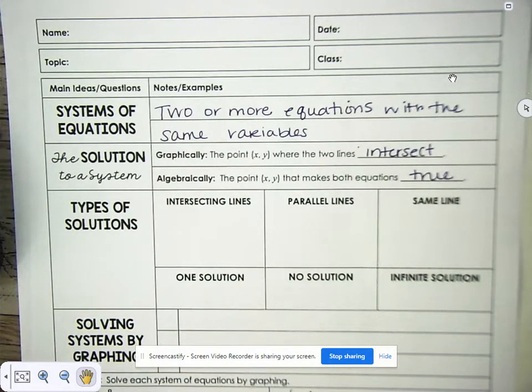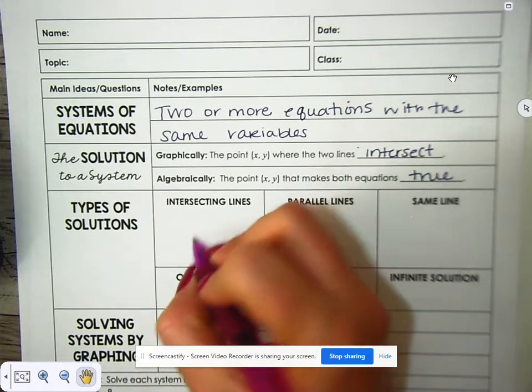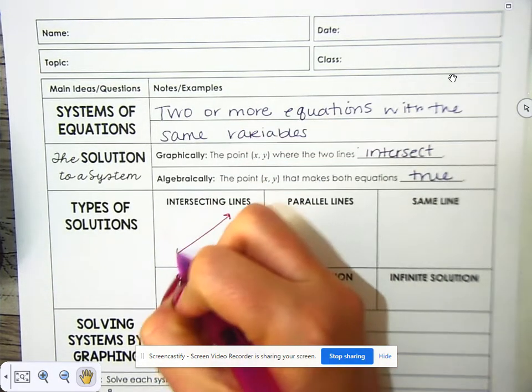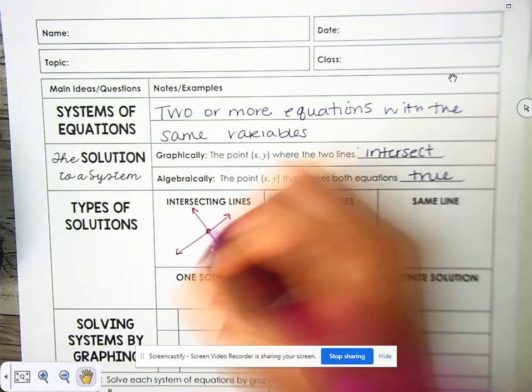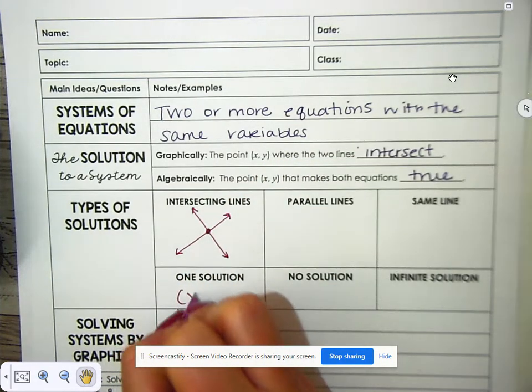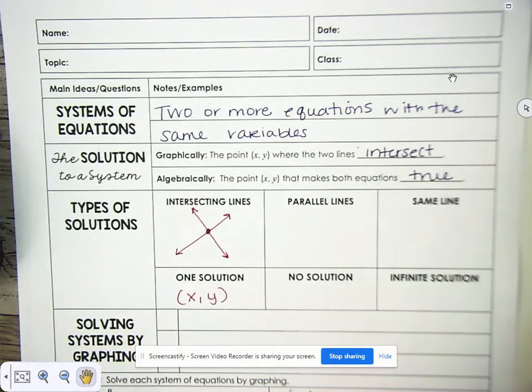All right, so there are three different options that we have. The first is intersecting lines. So we know what those look like. They just intersect somewhere, and wherever they intersect, that point in the middle is our solution with an x and a y value for our ordered pair.